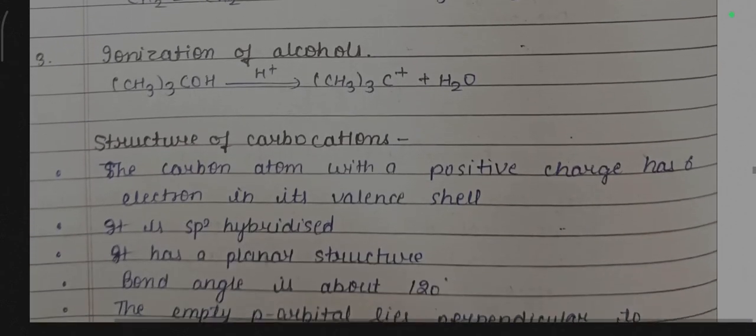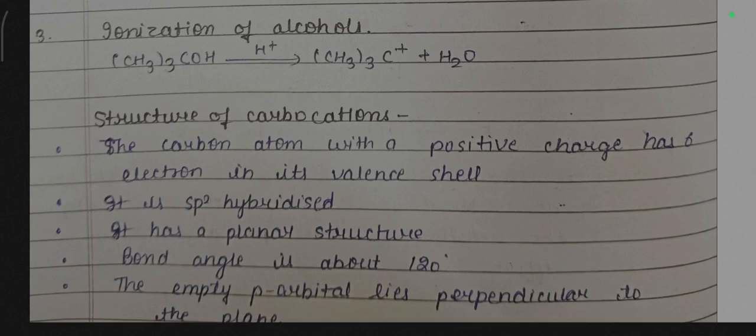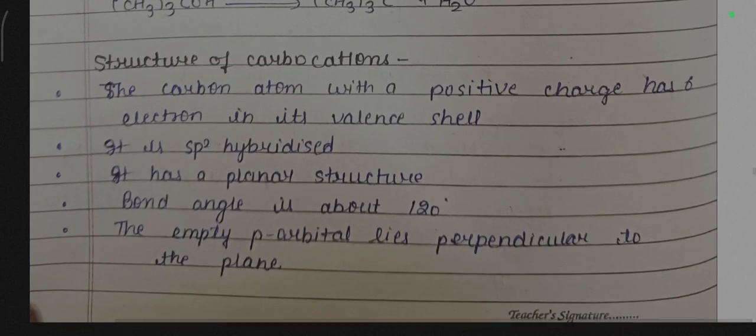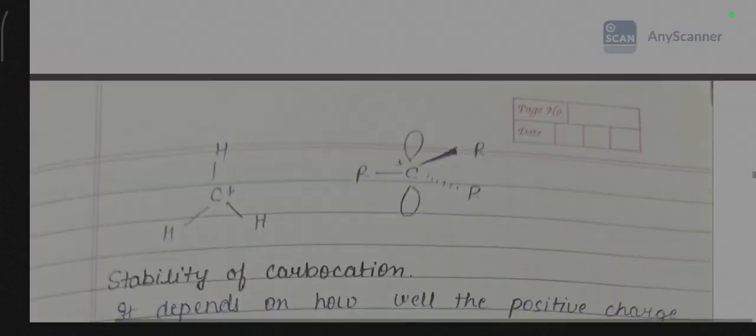Structure of carbocations. The carbon atom with a positive charge has 6 electrons in its valence shell. It is sp2 hybridized. It has a planar structure. Bond angle is about 120 degrees. The empty p orbital lies perpendicular to the plane.